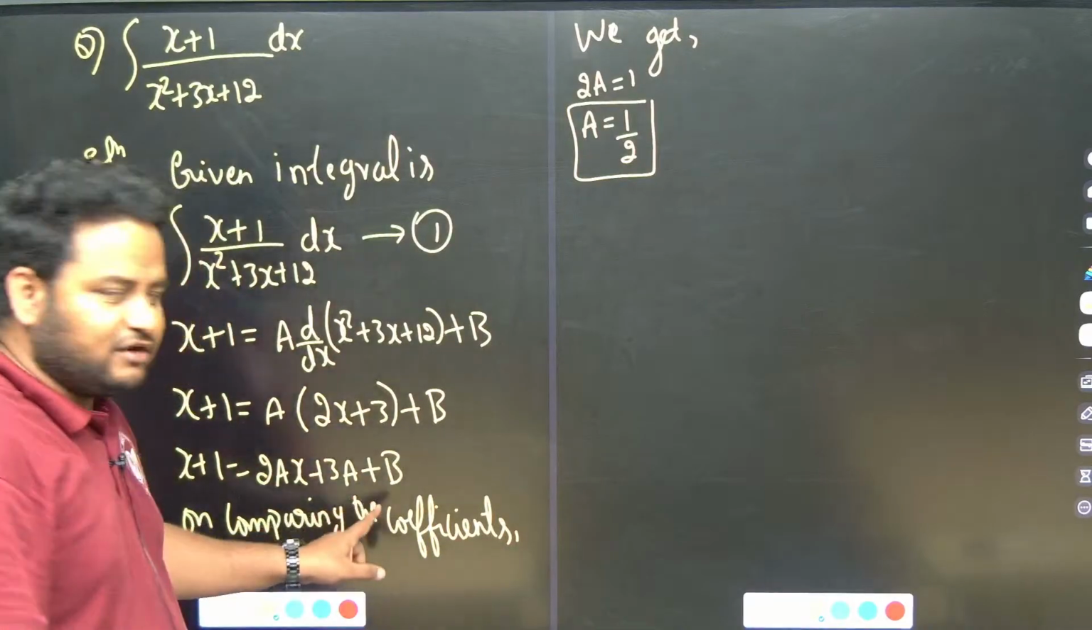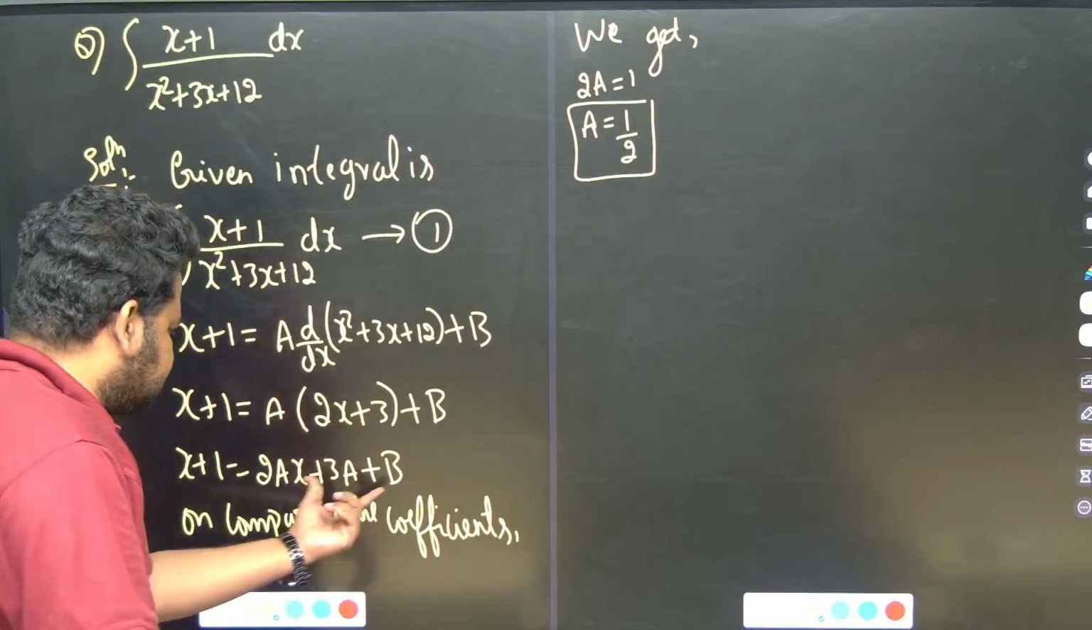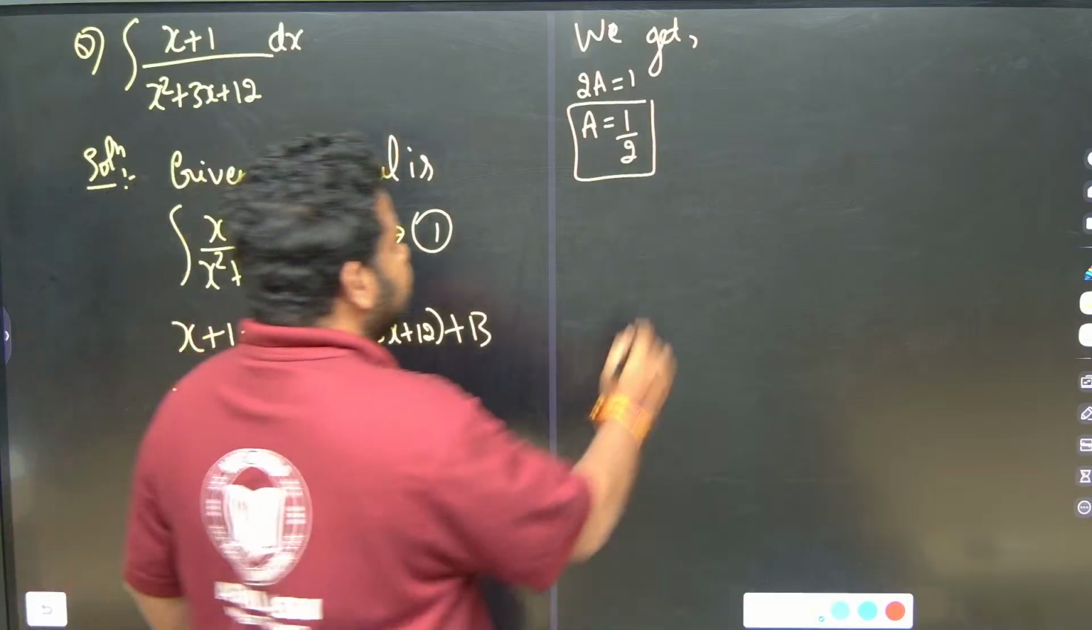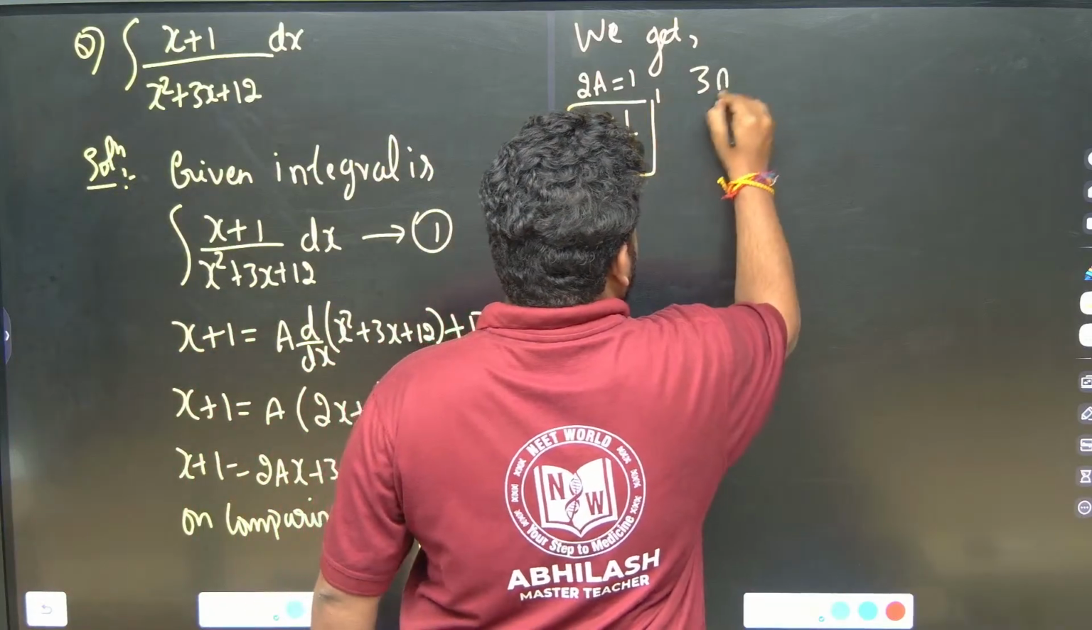Here we have to get the value of b also. So these are constants: 3a plus b. Here the constant value is 1. So 3a plus b will be equal to what?